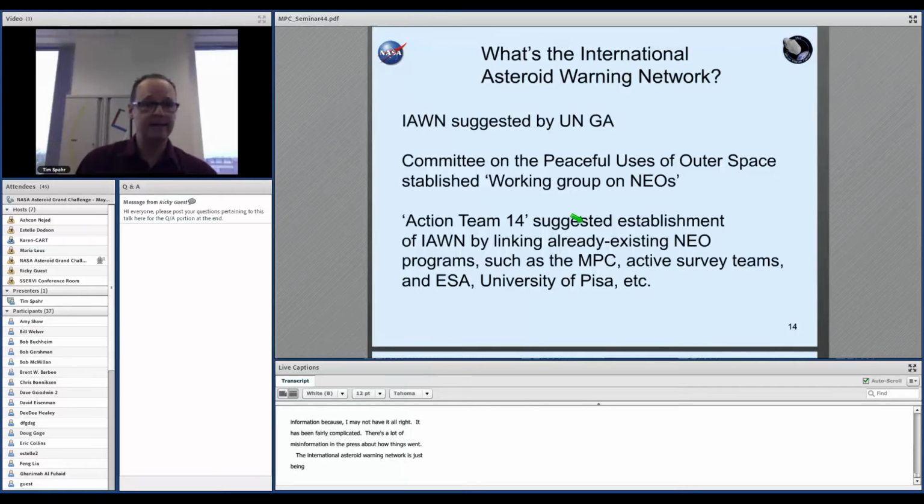There are a lot of pieces of it that already existed, and part of Action Team 14's job was to go through and assemble the things that we had so they could report to higher up than that. They suggested that we could start building this International Asteroid Warning Network by linking the already existing near-Earth object programs such as the Minor Planet Center, active survey teams, European Space Agency, University of Pisa, JPL, etc. There are a lot of pieces of the near-Earth object game that have been in place, and getting them assembled in this fashion and recognized by the United Nations is a really important step, and it was an honor to be part of this.